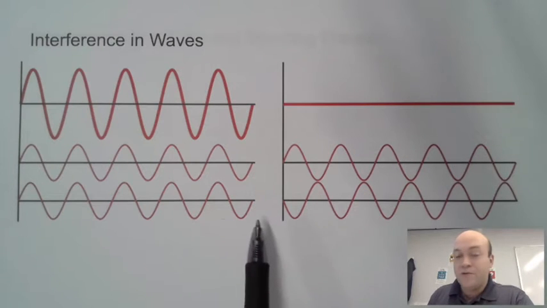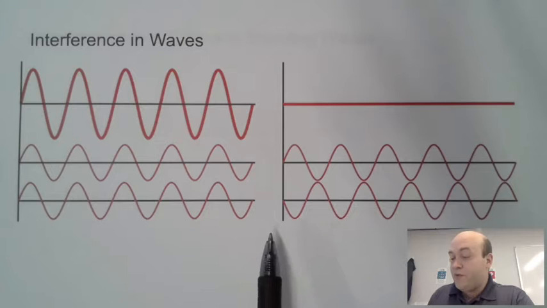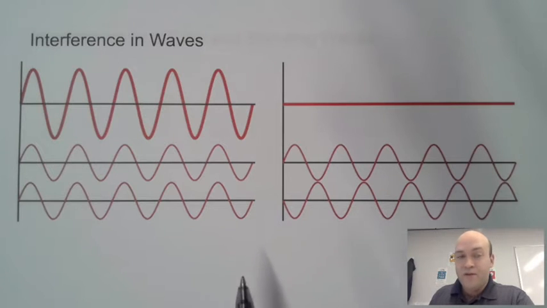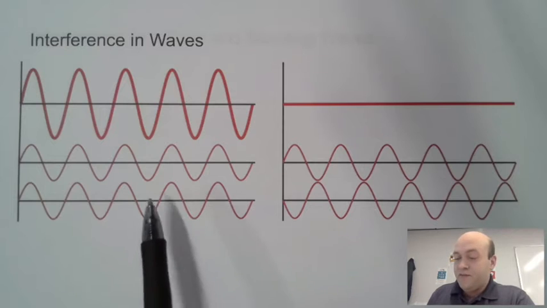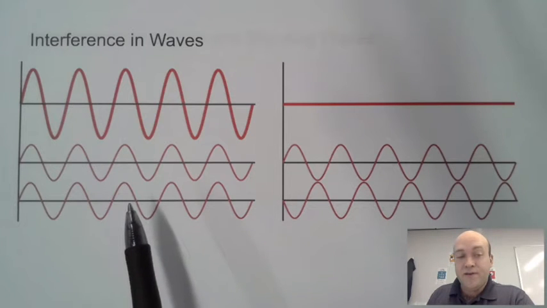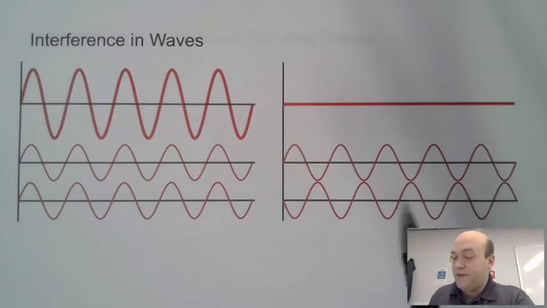And of course, there's all sorts of room for waves in between, where they interfere a little bit constructively or a little bit destructively. This is just perfect constructive interference, and perfect destructive interference where they line up perfectly. And so we've got a whole range, everything in between.